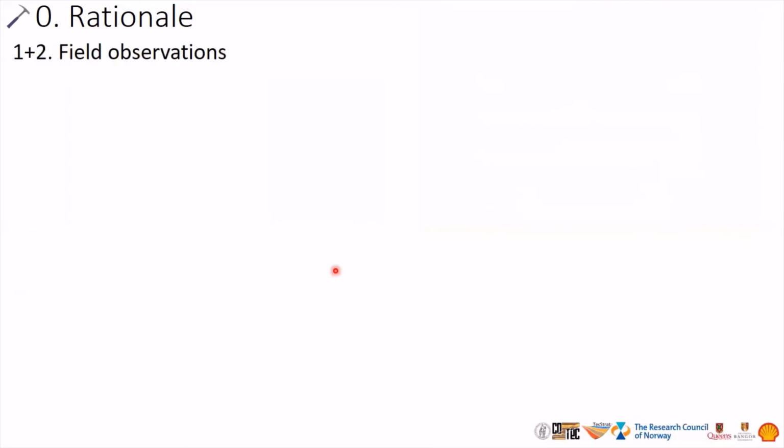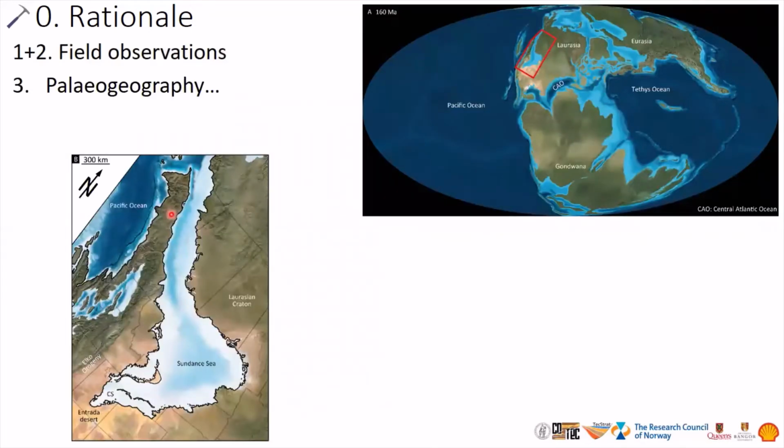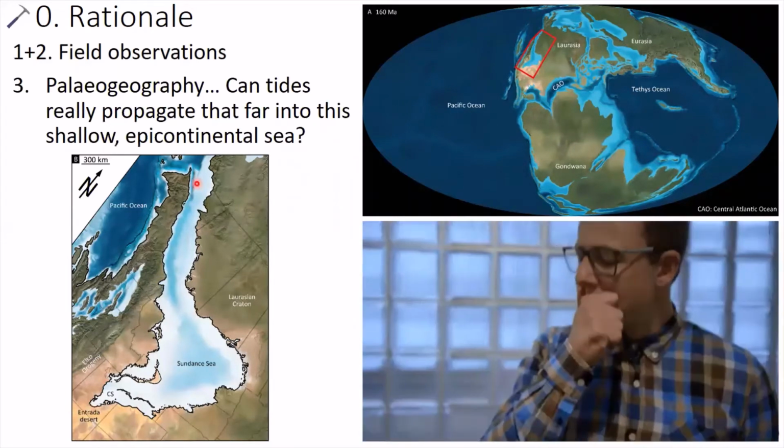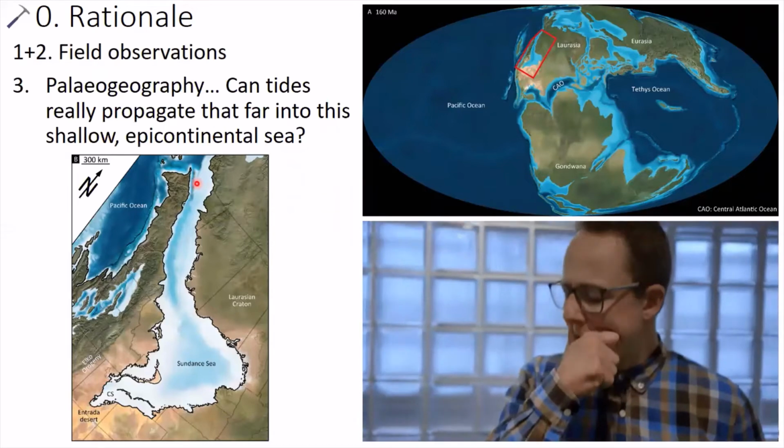So we have the field observation, and now this is the paleogeography of the Oxfordian for the area. These are maps from Blakey, by the way. You can see where we are. We have the Sundance Sea connected to the Pacific Ocean by this narrow corridor here. Well, narrow is like 250 kilometers. And then we have the Curtis Sea flooding what is today Utah, and it's neighbored by the arid desert of Entrada. And so the question was, well, given this paleogeography, could tides actually propagate that far into this shallow sea?